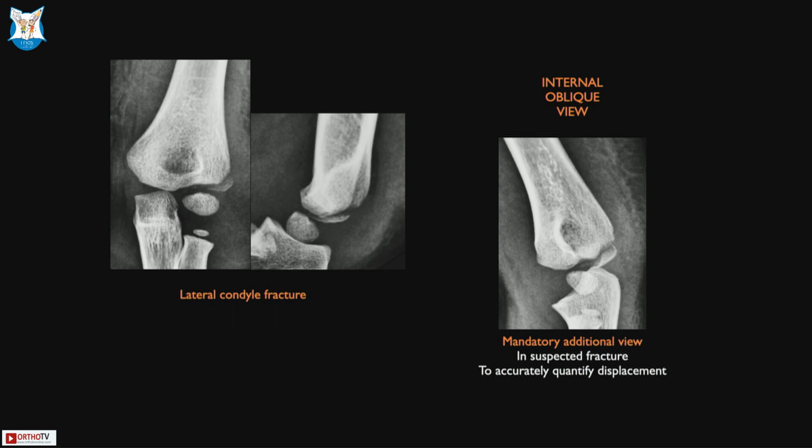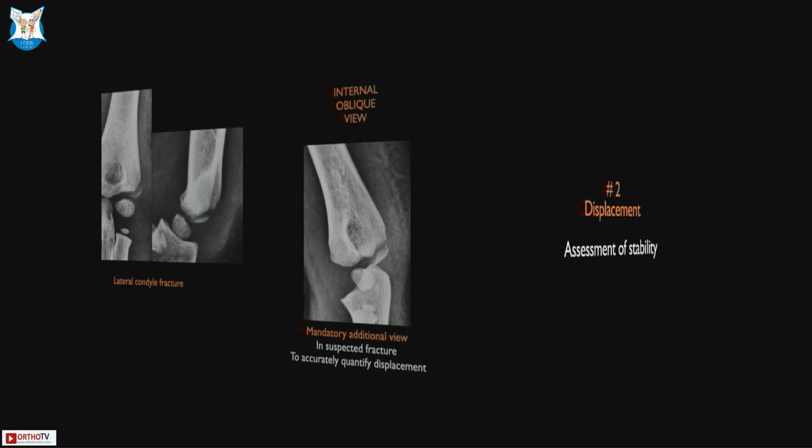And when I mean adequate imaging, you have an AP and a lateral. That's not enough for an evaluation of a lateral condyle fracture. It's mandatory that you take a third view, an internal oblique view, in any case of suspected lateral condyle fracture. So that's the first take-home message. You need a third view for this when you're evaluating them.